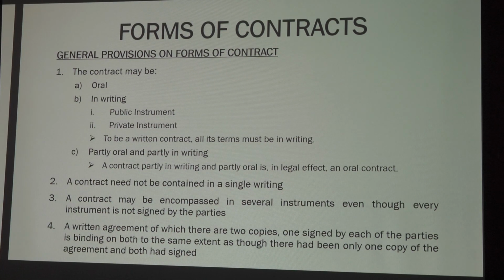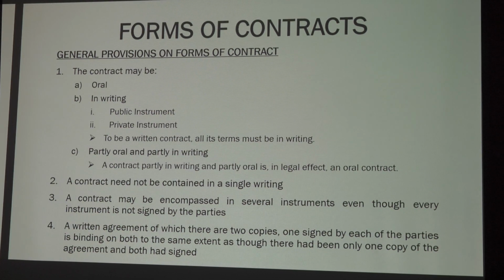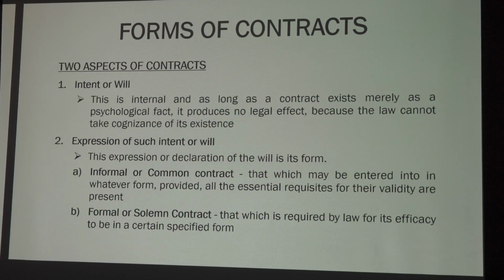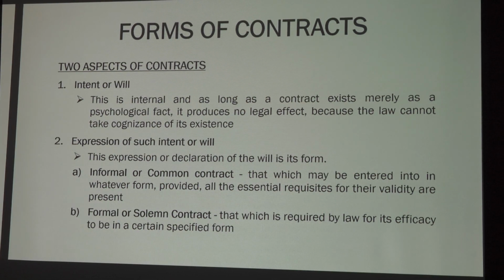Okay? So, ano ba yung examples ng contracts na nagre-require ng written form for its validity? Diba? Donations, antichresis, interest in a loan, sale of land by an agent, contribution of immovables in a partnership. 2 aspects of contracts. Alam naman natin yan. Intent or will. This is internal and as long as a contract exists, merely as a psychological fact, it produces no legal effect because the law cannot take cognizance of its existence.